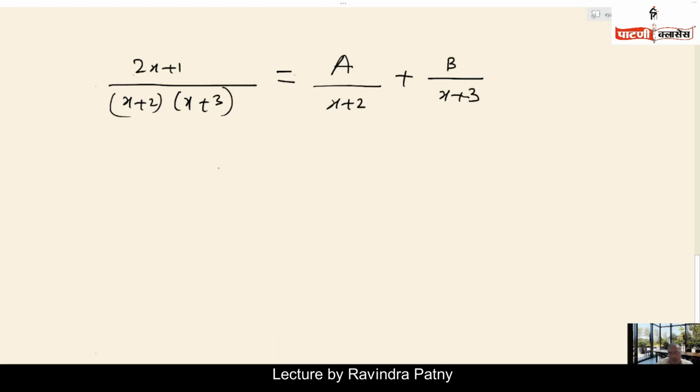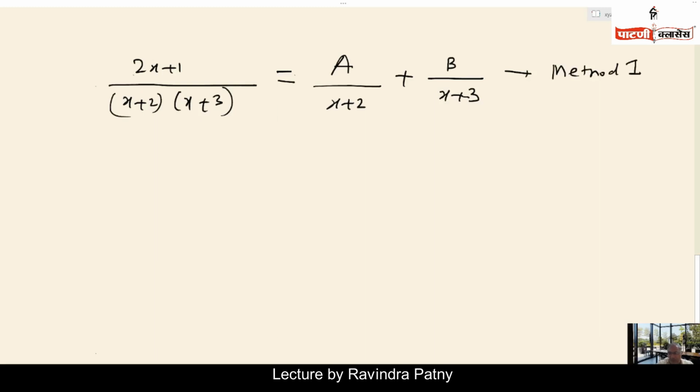How to find the values of a and b, I will tell you a little later by taking some examples. But now I am just telling you the procedure, how to convert a single fraction into partial fractions. In the denominator, only x terms are there; x square, x cube, x4 are not there. So this is the first method, method 1.